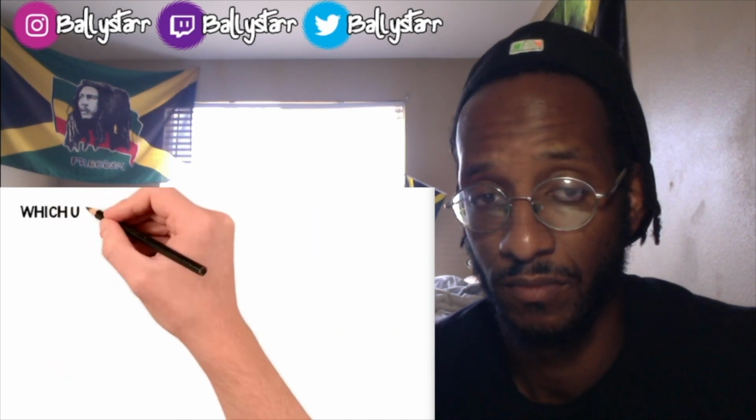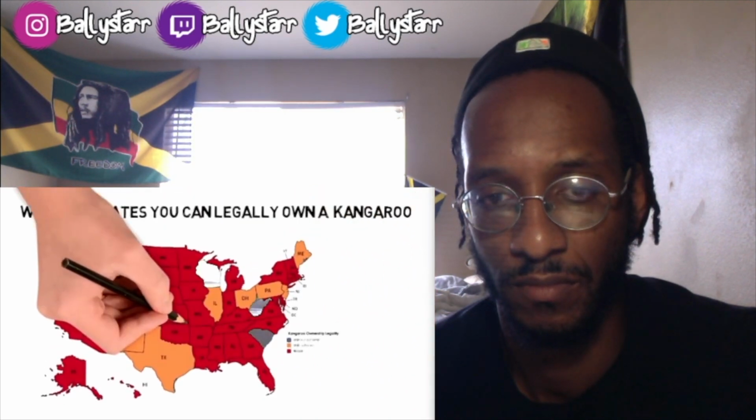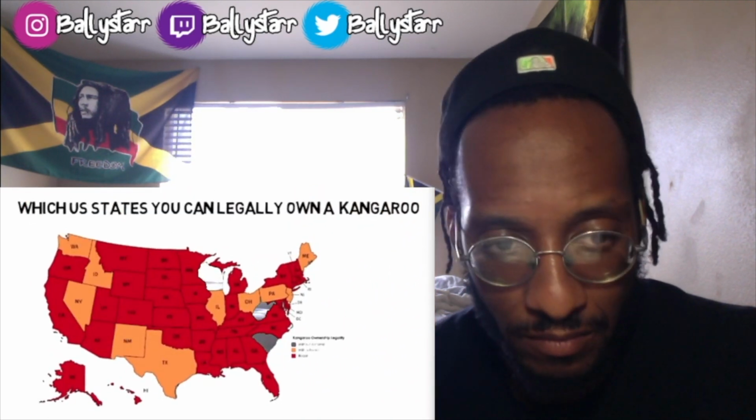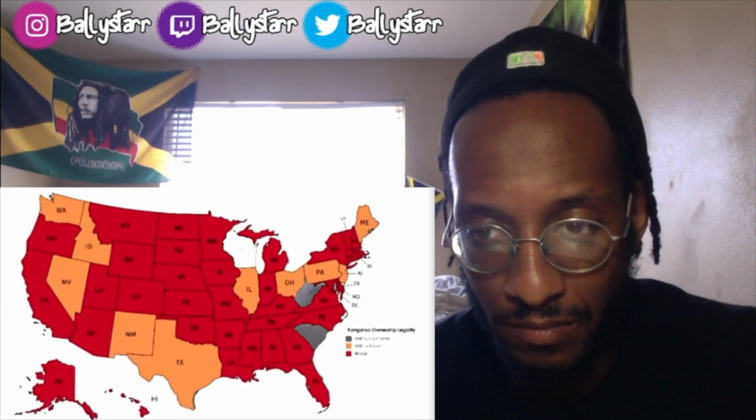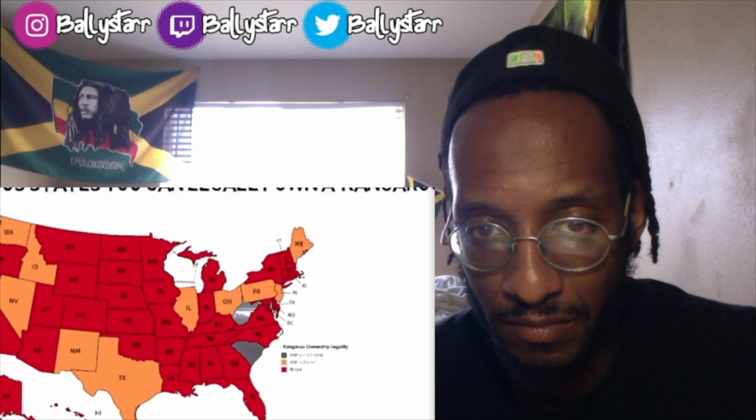And to wrap things up, we have a map showing us which states in the US you can legally own a kangaroo. Apparently, Wisconsin, West Virginia, and South Carolina allow you to just freely buy kangaroos.